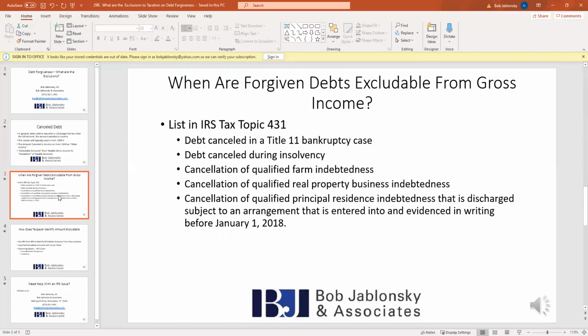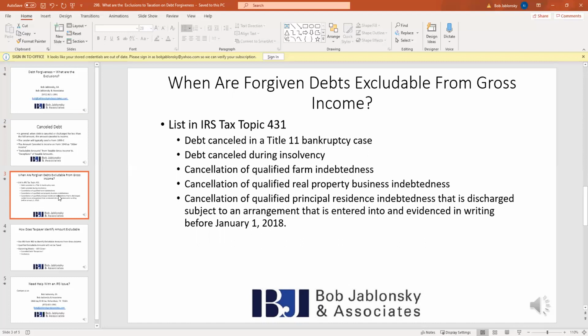So as I said, today we're going to cover when you have forgiven debt, how you may be able to exclude it from gross income. And the list, and you'll find it in IRS Tax Topic 431, includes debt that's canceled in a Title 11 bankruptcy case. So forgiven in bankruptcy, it can be excludable.